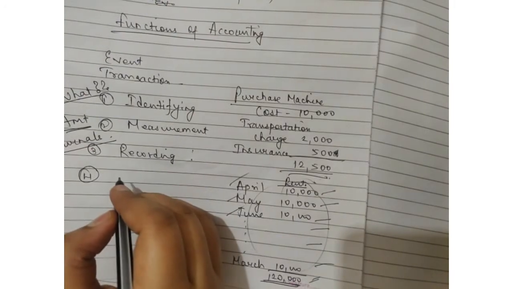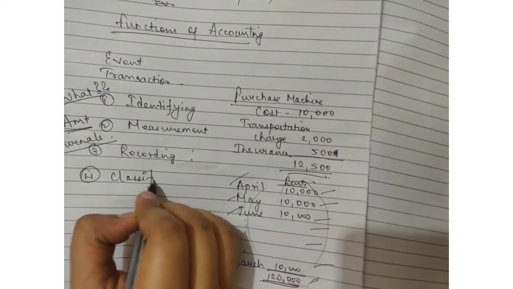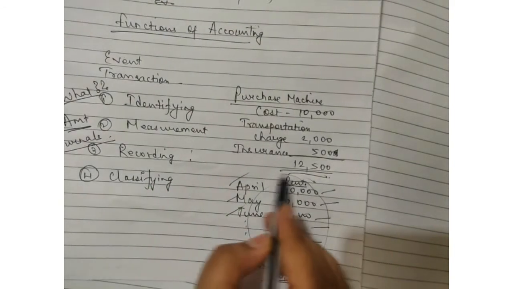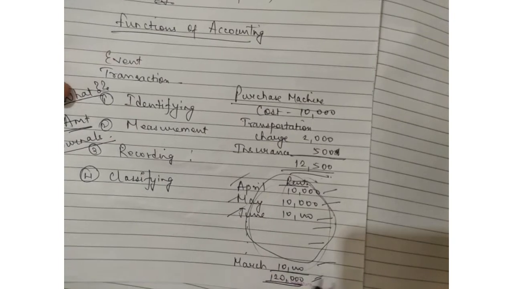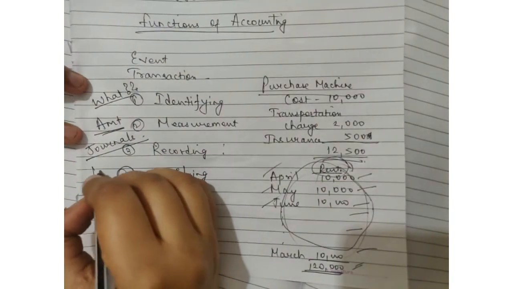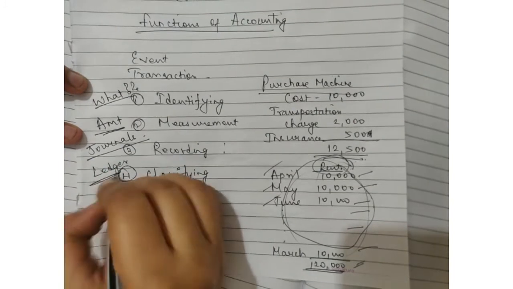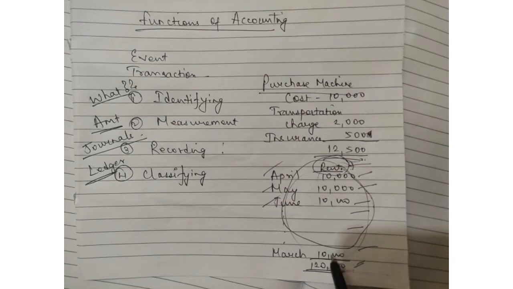Next we do is classifying. So classifying means grouping all these individual transactions into one account and saying the total of that account. This is done in the form of a ledger. So rent is one ledger. At the year end, it will show a total figure of 1,20,000.